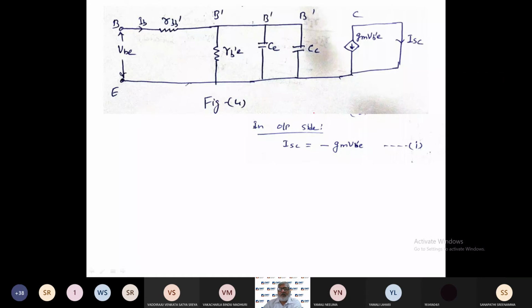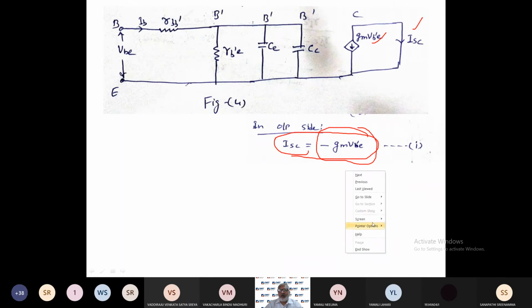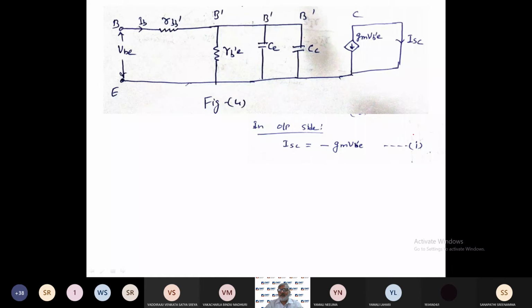Now on the output side, you can see this short circuit current is equal to minus GM VB'E. Both currents will be the same. The short circuit current is equivalent to this voltage dependent current. The only thing is that the direction is different, that's why I kept the minus sign. And we will write this expression as expression number 1.